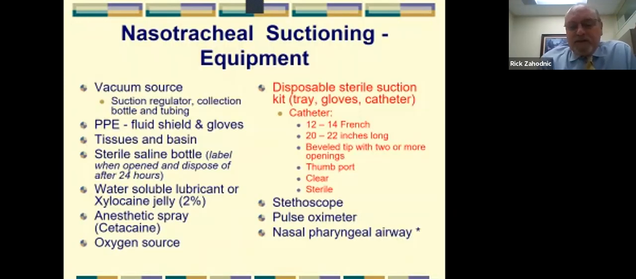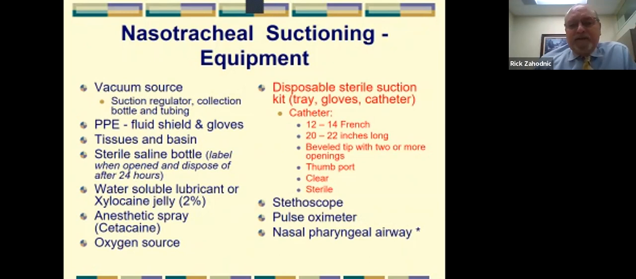Next type of suctioning we're talking about is nasotracheal suctioning. This is where we're actually going through the upper airway itself. We're using a different kind of catheter. In this case, it's going to be a disposable sterile kit that has everything you need in there. It'll have a catheter itself that's somewhere on the order of 12 to 14 French, and the catheter sizes are measured in French as opposed to other units, and we'll explain that in a sec.